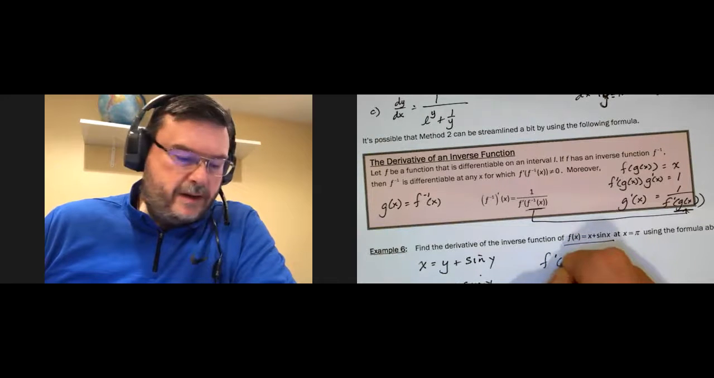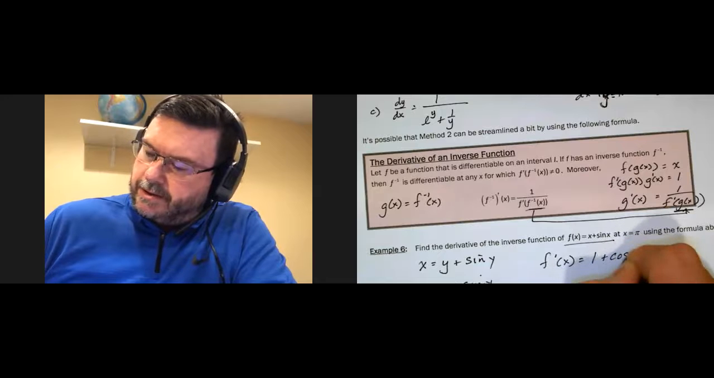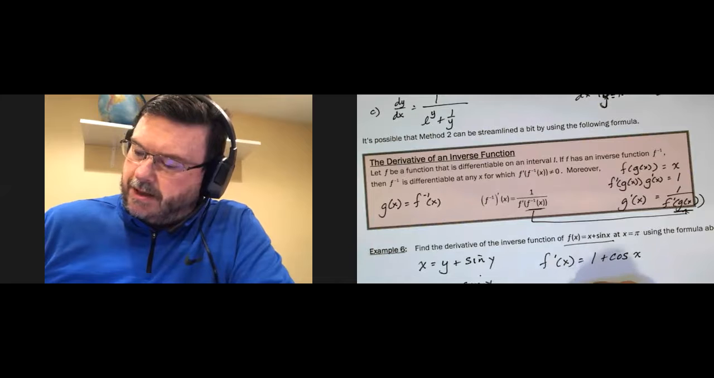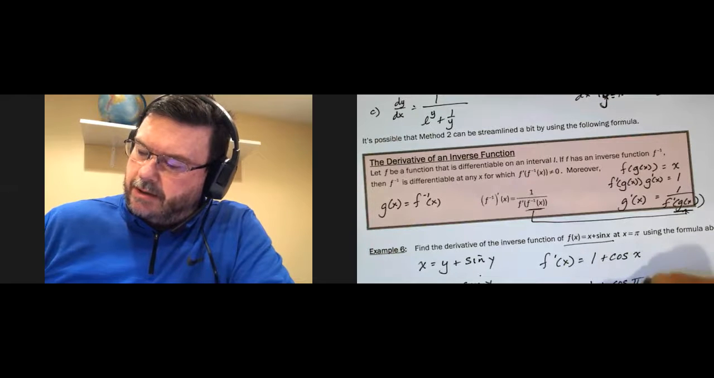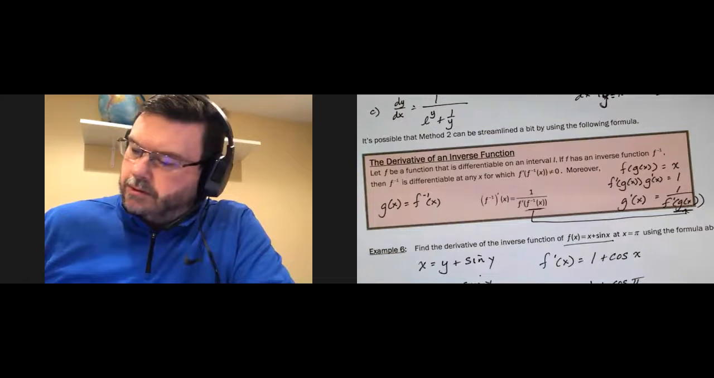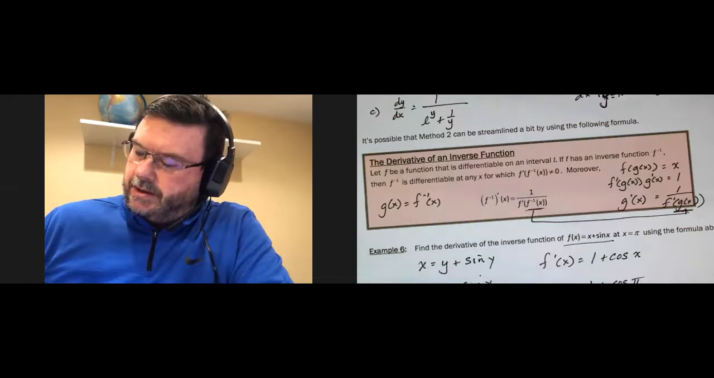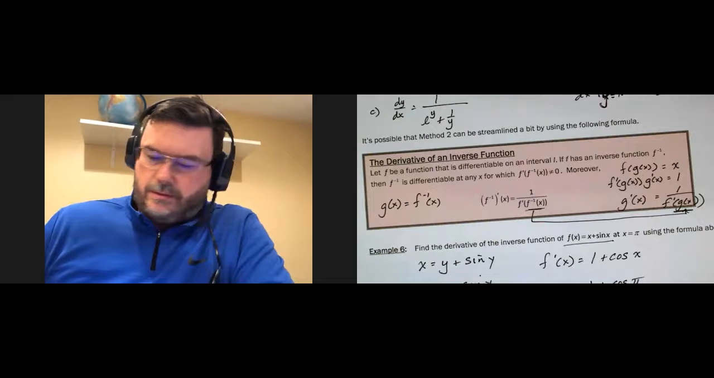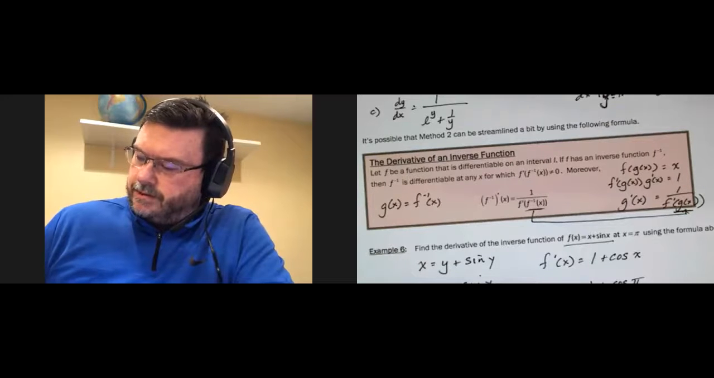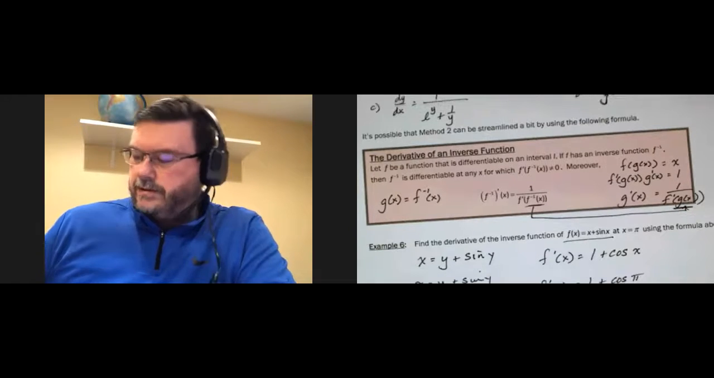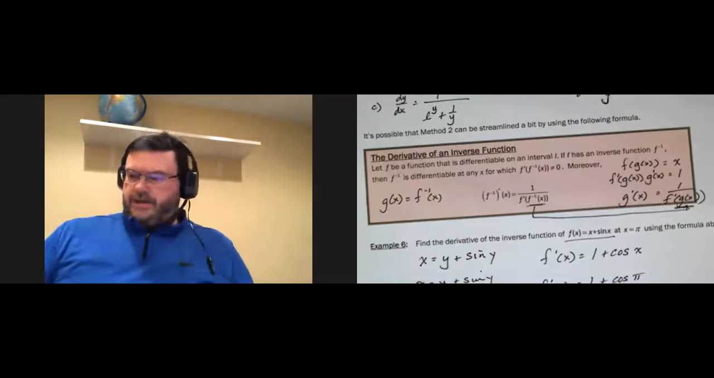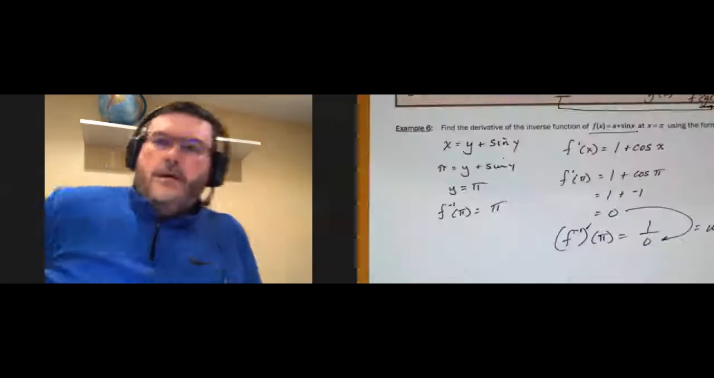So the derivative of x is 1 plus cosine of x. The derivative in terms of pi is 1 plus cosine of pi, which is 1 plus negative 1, which is 0. So the inverse derivative at pi is 1 over 0. That is undefined, which means the slope at this point would be 0, which it is. So it's the flip of that. So that is the inverse.